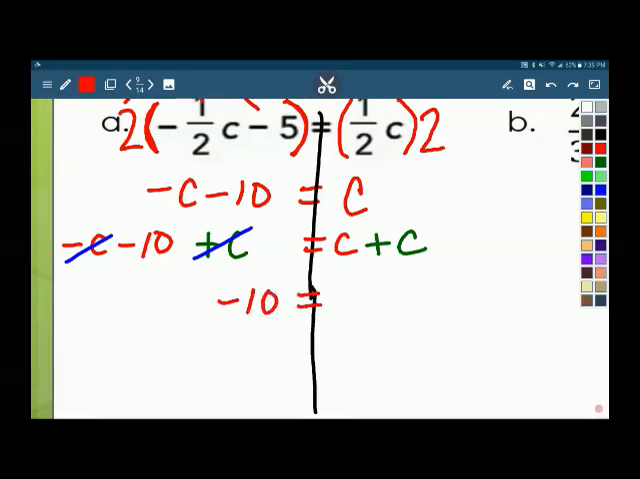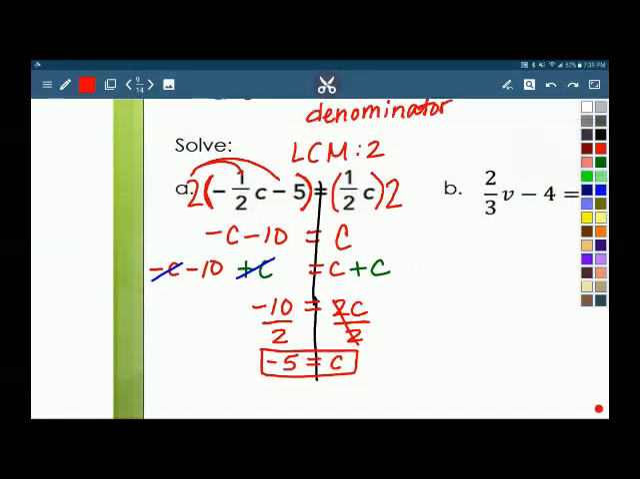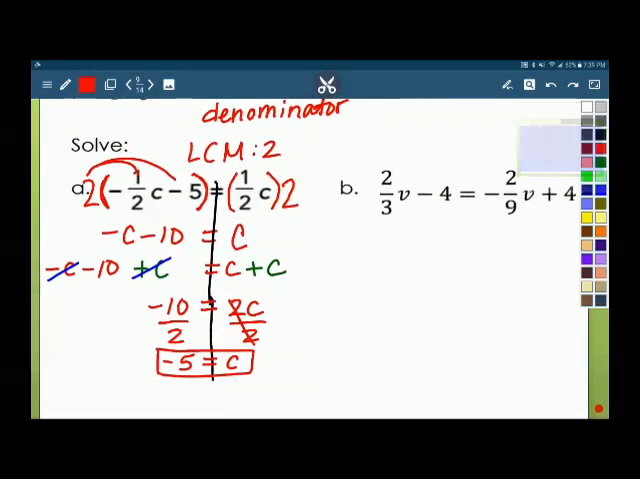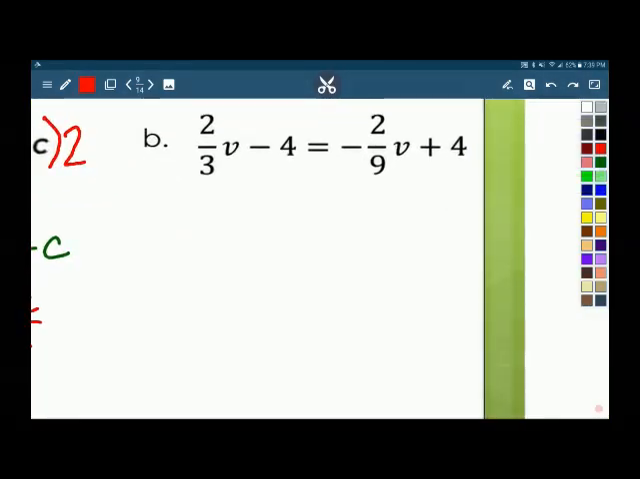c plus c is 2c. Now we just divide that by 2 to get the c all by itself. And you get that c is equal to negative 5. So even though you had fractions in the original equation, sometimes the answer might turn out to be an integer anyway. Okay, we might still get fraction answers. Don't be afraid if your answer is a fraction.